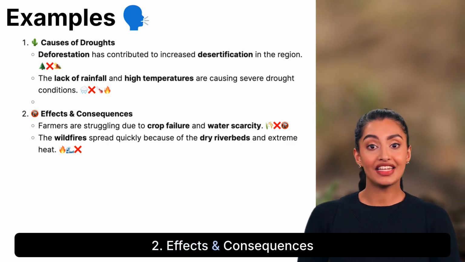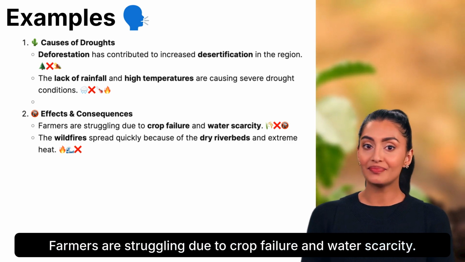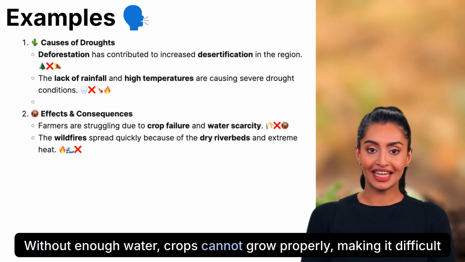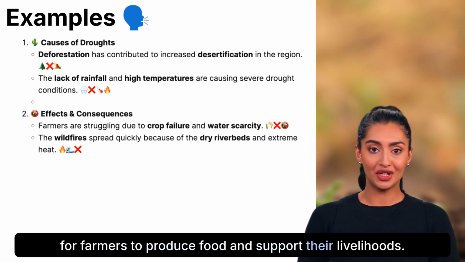2. Effects and consequences. Farmers are struggling due to crop failure and water scarcity. Without enough water, crops cannot grow properly, making it difficult for farmers to produce food and support their livelihoods.